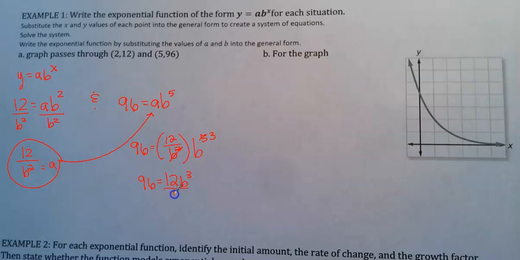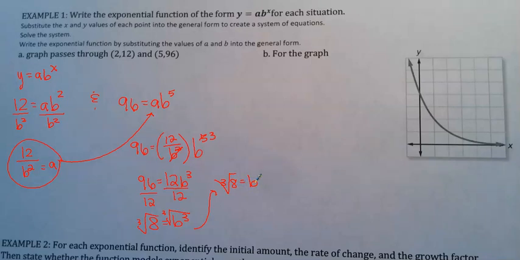Okay, then I can divide by 12. And I get 96 divided by 12 is 8. And then I get B cubed. Okay, the only way to get rid of B cubed is to cube root it. So I'm going to do the cube root there. And so now I have the cube root of 8 equals B. Well, do you know the cube root of 8?